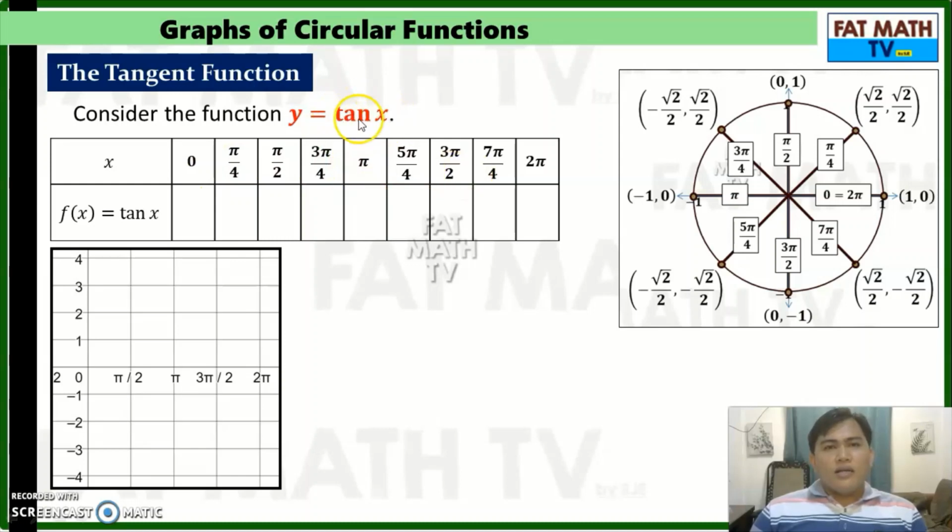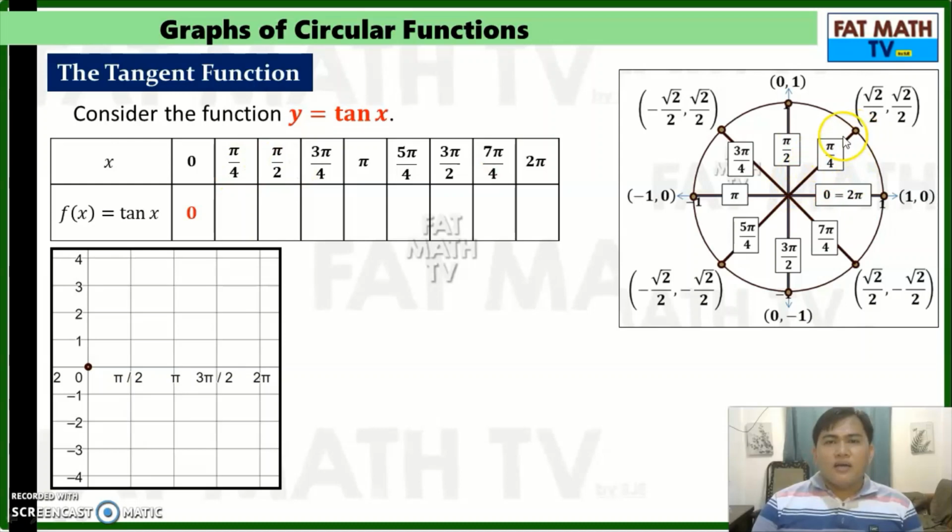If you can still recall, tangent of an angle is y over x of the coordinates of the terminal point. So y coordinate over the x coordinate. For example, for x equals 0, the tangent of 0 is 0 over 1. So 0 over 1 is 0. So we have a point (0, 0), so it's here.